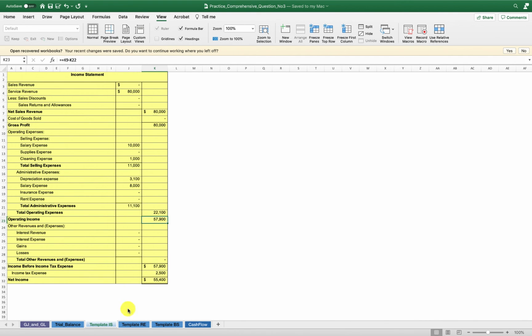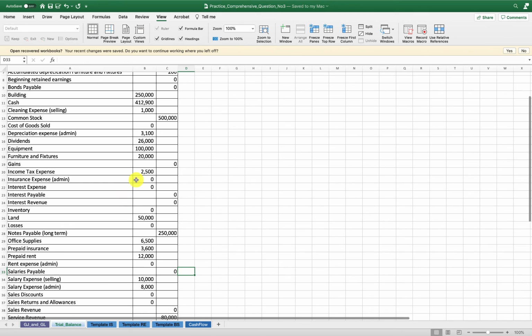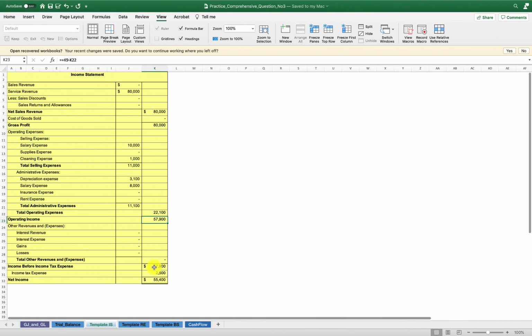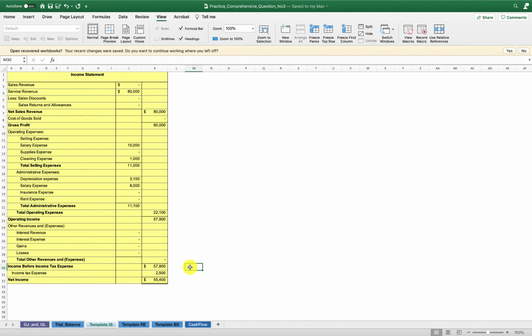And then I go to income tax expense on the trial balance, which is 2,500. I bring over the 2,500, and then 57,900 minus 2,500 is 55,400, and that is my net income. All right. So that's how we complete the income statement using the information from the trial balance.